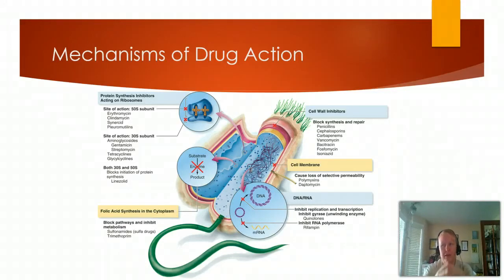But one of the things I want to point out is the ribosome. Remember, we have ribosomes too, and they look really similar, but they are just different enough that we can target the bacterial ribosomes instead of ours. So that's what's important about that. So take a moment if you need to pause this lecture and look through these different mechanisms of drug action.